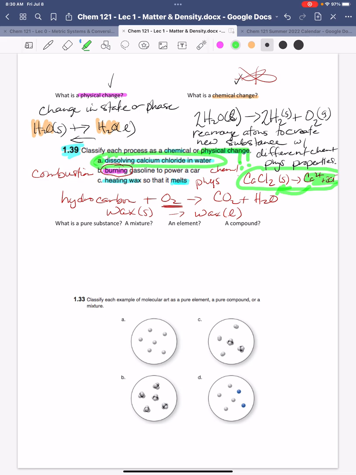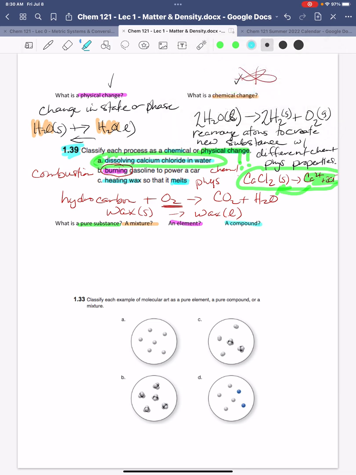Okay, a little bit more vocabulary. Basically, we will talk a lot more about these things: a pure substance, a mixture, and then an element and a compound. All right, so let's talk about these words.